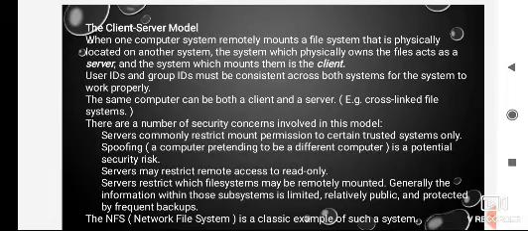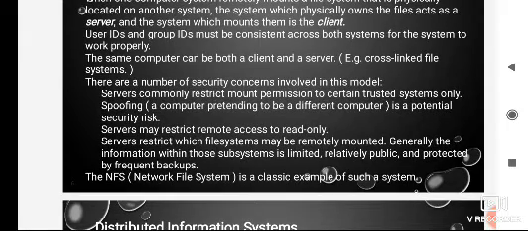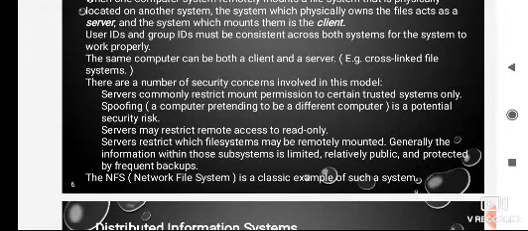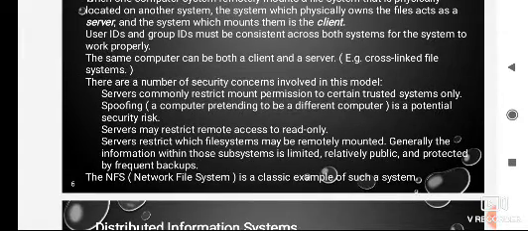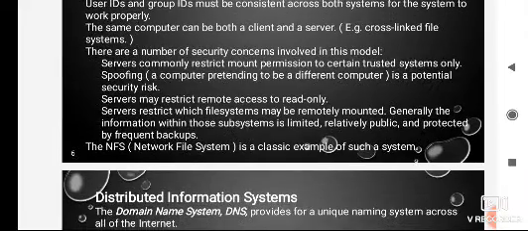There are a number of security concerns involved in this method. The servers commonly restrict mount permission to certain trusted systems only. Spoofing is nothing but a computer pretending to be a different computer, and it is a potential security risk. The servers may restrict remote access to read-only. Servers restrict which file systems may be remotely mounted. Generally, the information within those subsystems is limited, relatively public, and protected by frequent backups. NFS, the network file system, is a classic example of such a system.